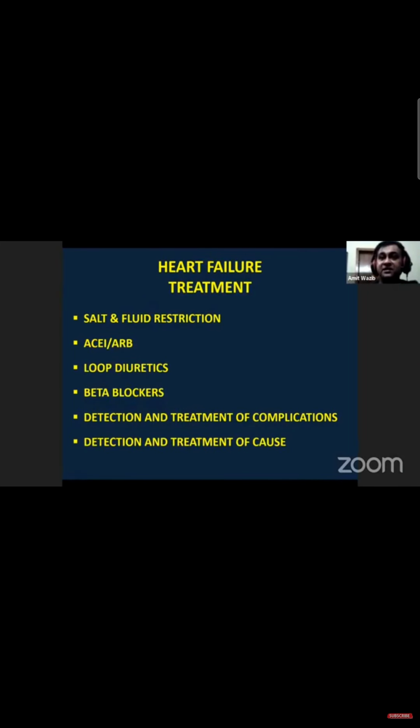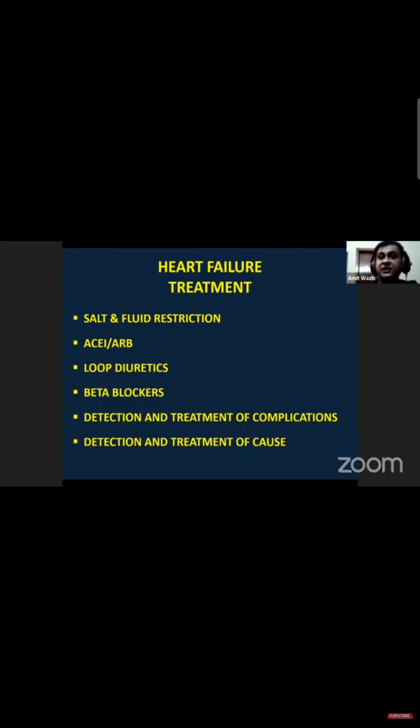The drugs that are used in heart failure are ACE inhibitors or angiotensin receptor blockers and loop diuretics. These two drugs are used most commonly. And when the heart failure is a bit improved, then we add beta blockers.